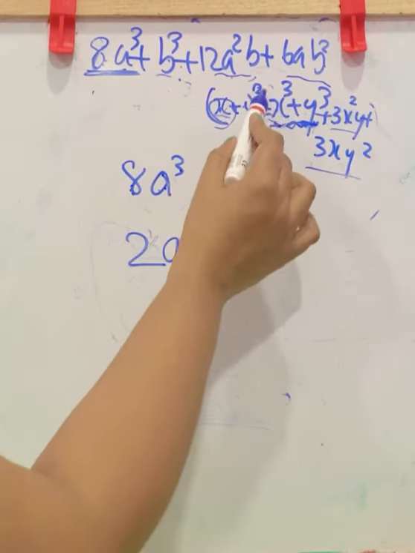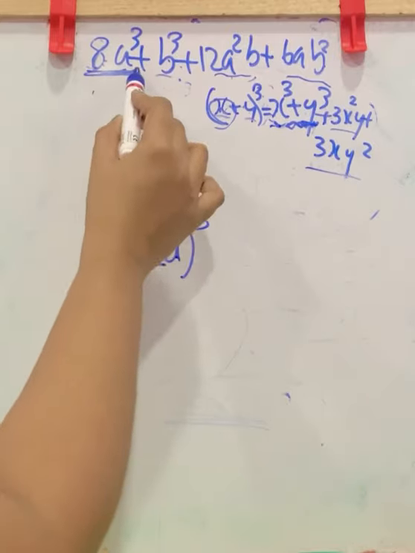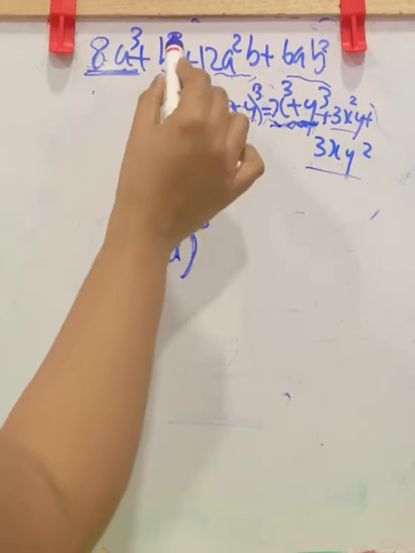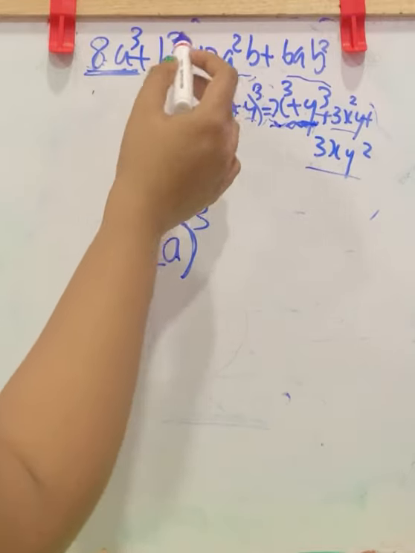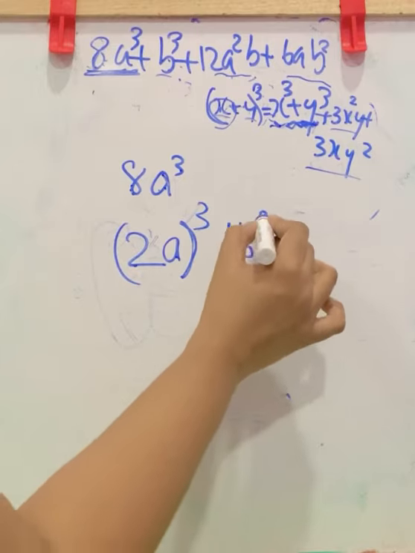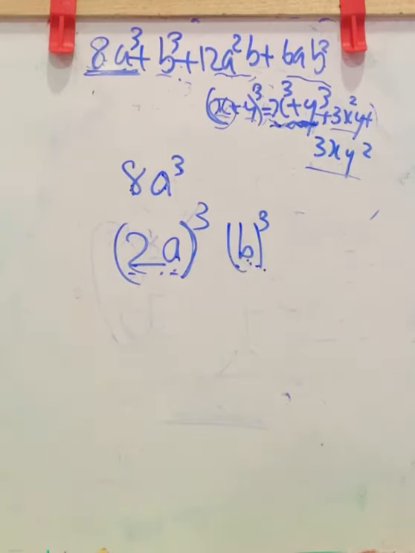Now this we can write like this: 2a whole cube. That is here. You don't know the signs now. First we can write each term here. b cube is a cube term. Now the cube root of b cube is b. Right? This is x and this is y. We got x and y.